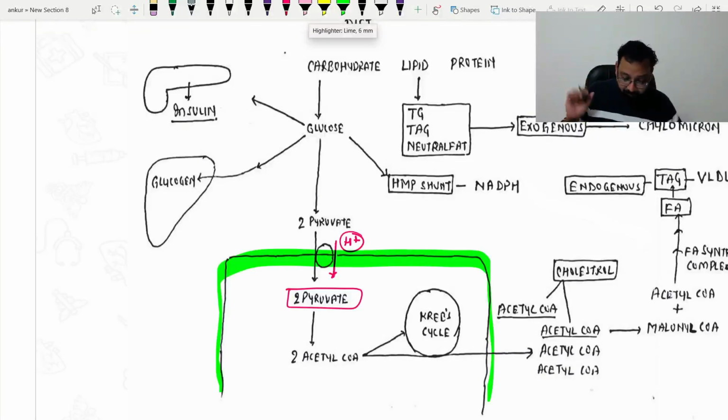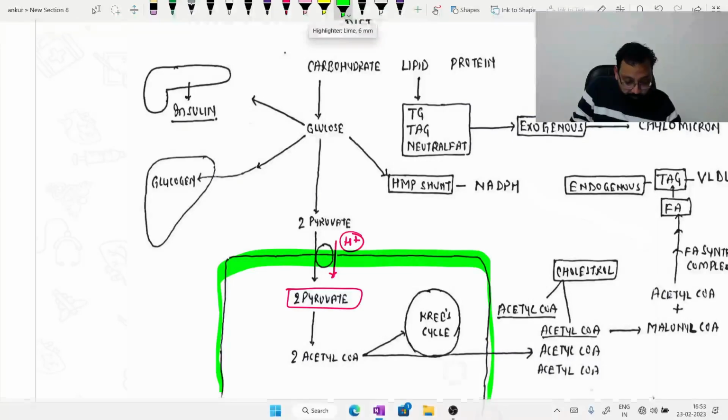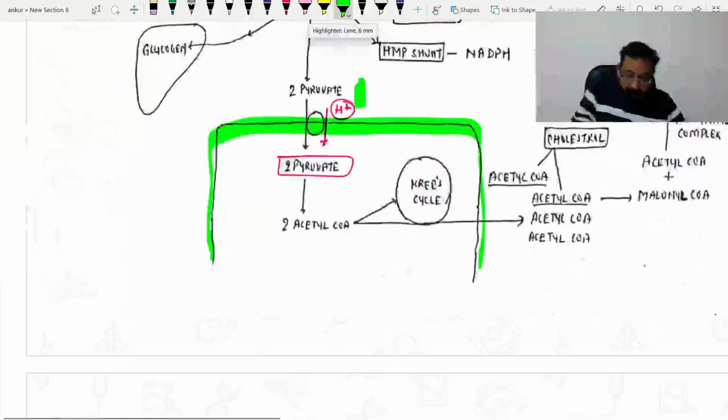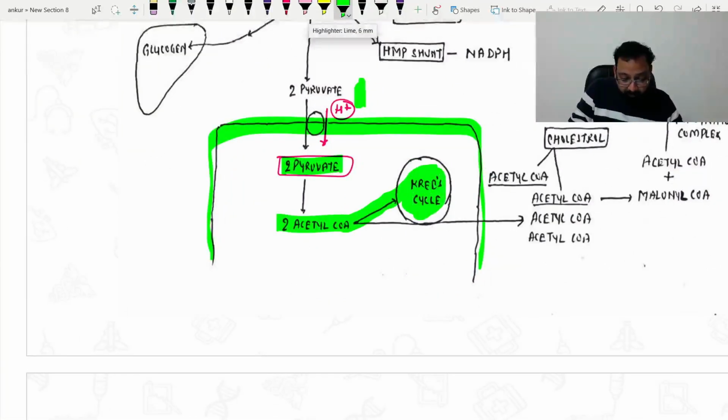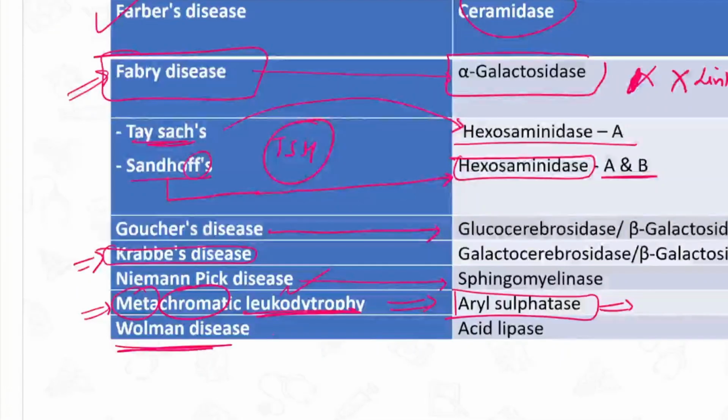Questions, multiple questions. Pyruvate will enter the mitochondria with the help of H ion. Pyruvate is converted to acetyl coenzyme A. Acetyl coenzyme A enters the Krebs cycle to produce energy. And a question is asked: one molecule of glucose produces, sorry, 32 ATPs by complete oxidation.